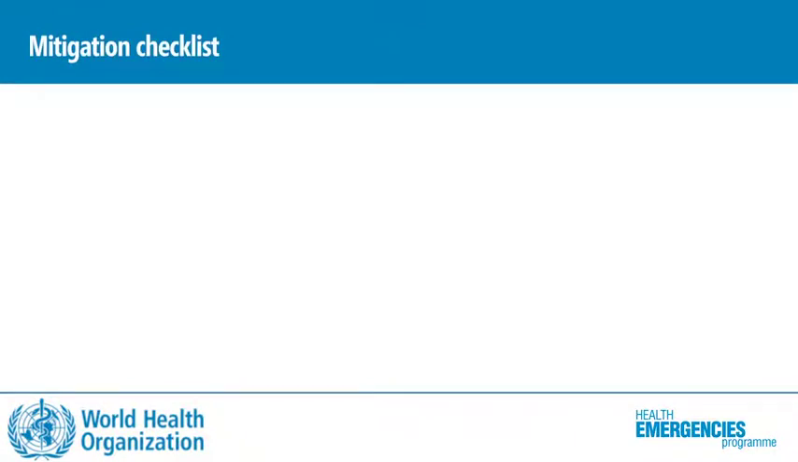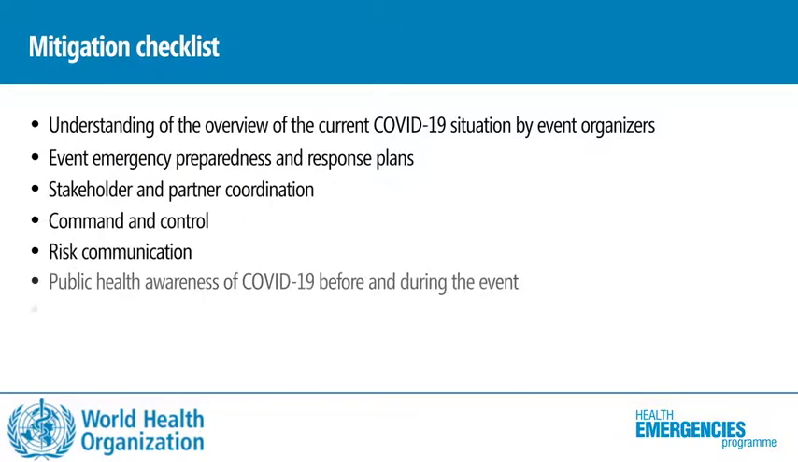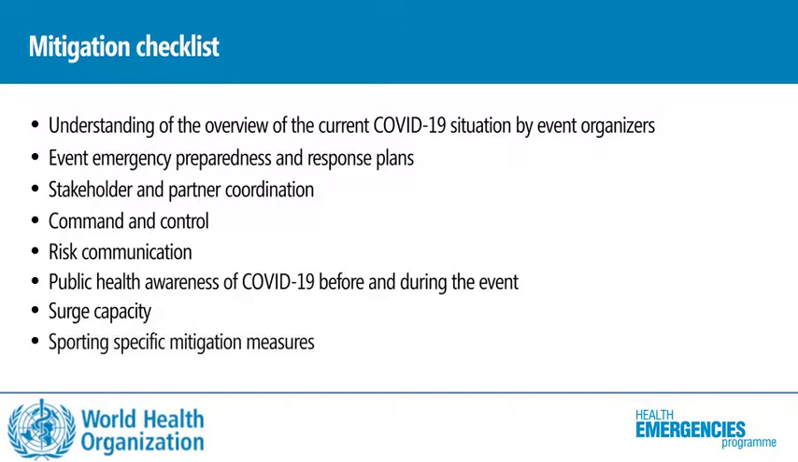The mitigation checklist is the second part of this tool. Mitigation measures are meant to reduce the risk that the mass gathering event will facilitate COVID-19 transmission. Together with the risk assessment score, the mitigation measures will contribute to the decision matrix and influence the assessment of the total risk of transmission and further spread of COVID-19 for the mass gathering.